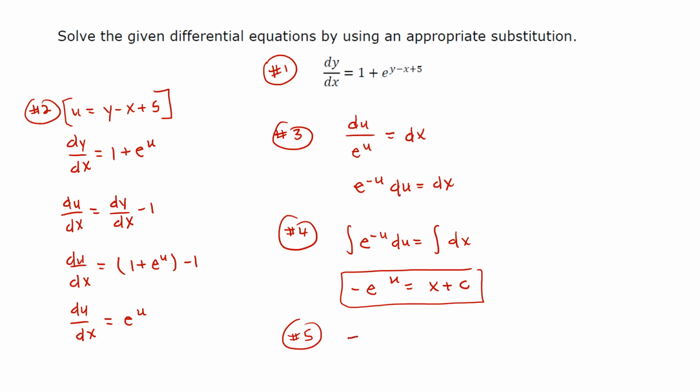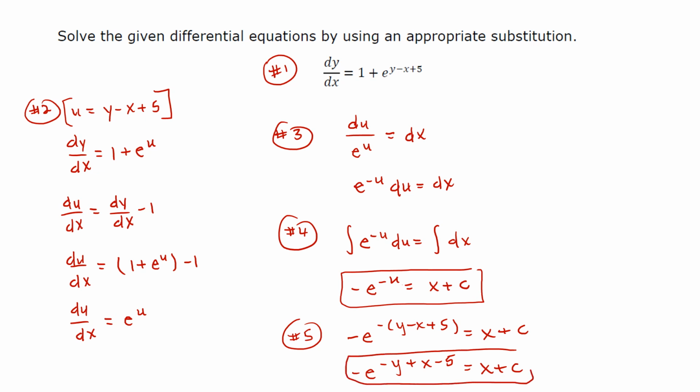So we'll have negative e to the negative y minus x plus 5, and the exponent equals x plus c. And then we can simplify the power. We'll have negative y plus x minus 5 equals x plus c. All right, awesome.